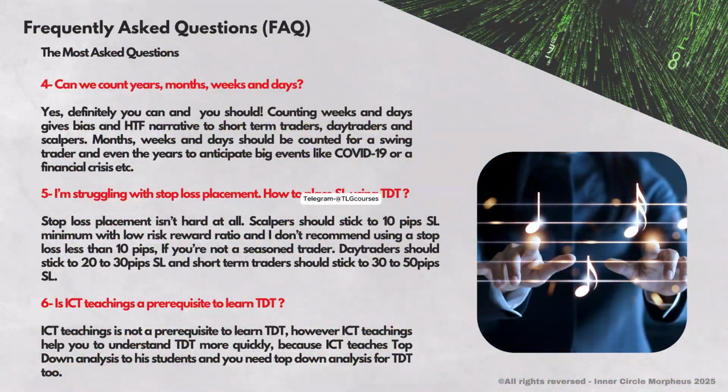Fourth question, can we count years, months, weeks, and days? Yes, definitely you can, and you should. Counting weeks and days gives bias to day traders and scalpers. Swing traders should prioritize counting months and weeks for better precision and the entry. Even the years should be counted to anticipate big events like wars, financial crises, or COVID-19.